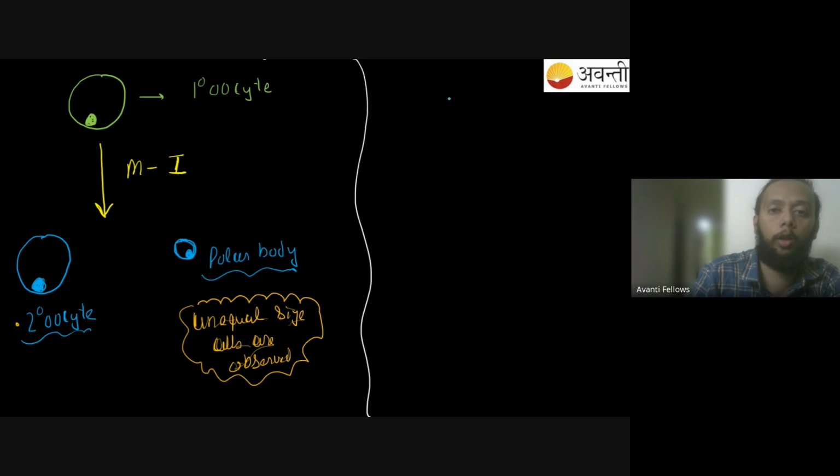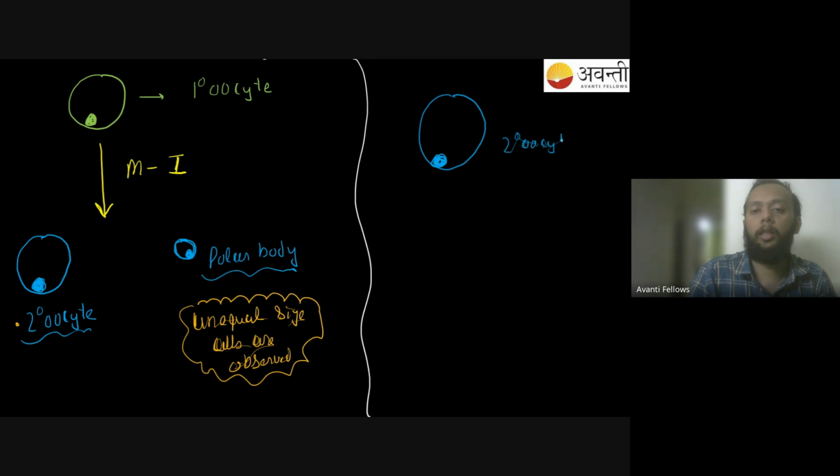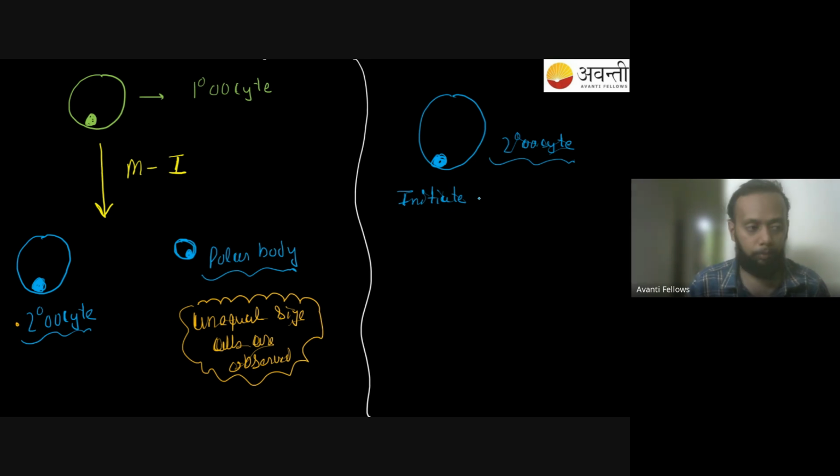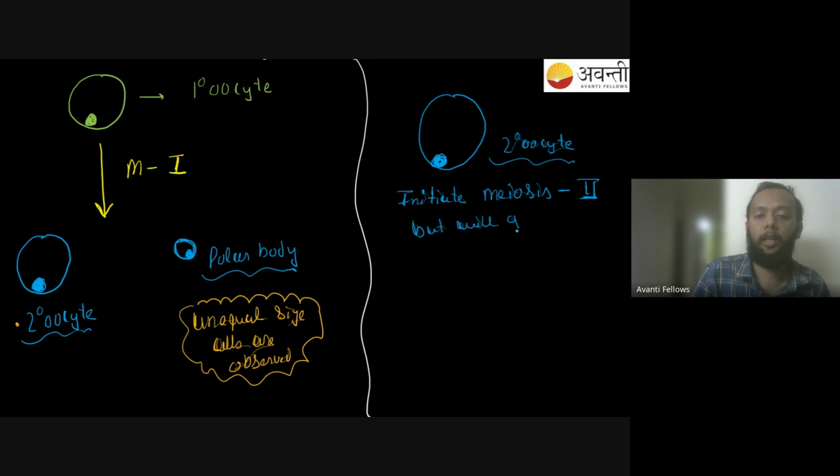So I'll draw over here. Now you have your secondary oocyte, the larger cell. This is my secondary oocyte, and this secondary oocyte will initiate meiosis 2, but will get arrested. It will stop here too.